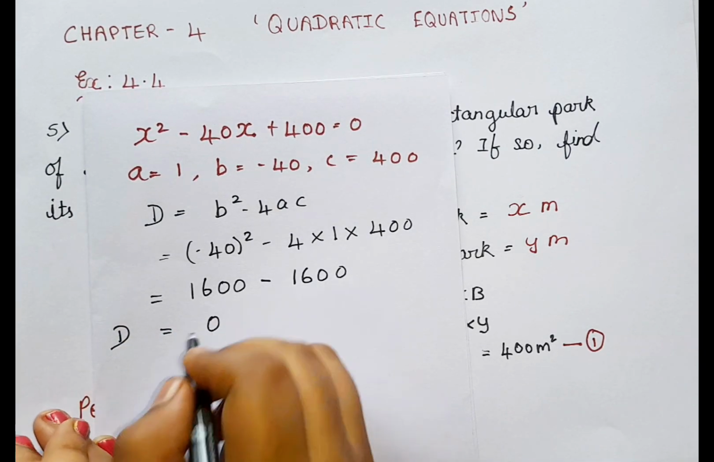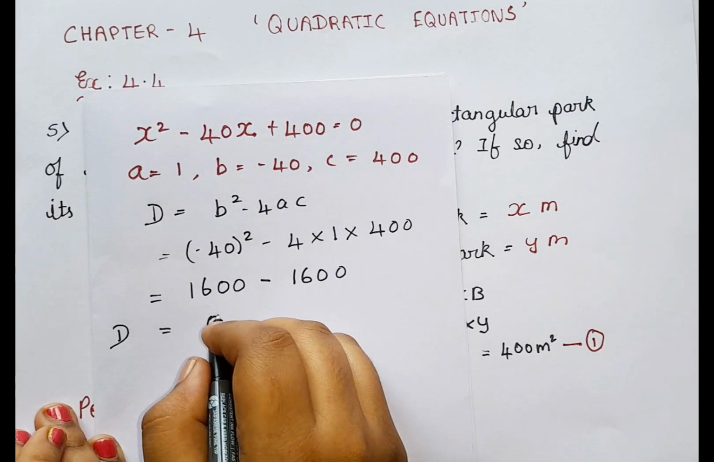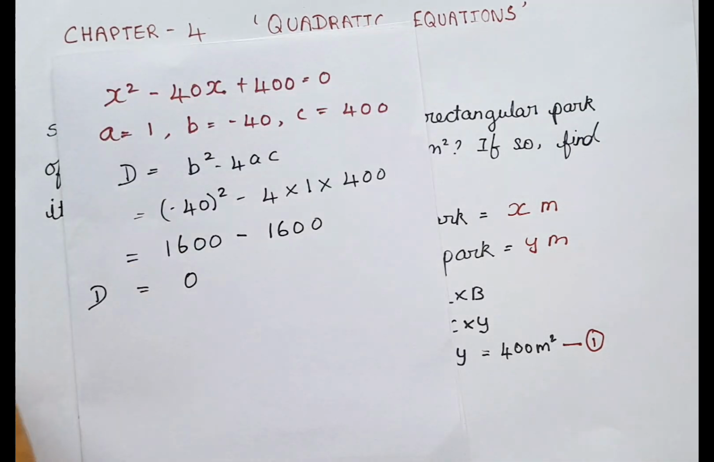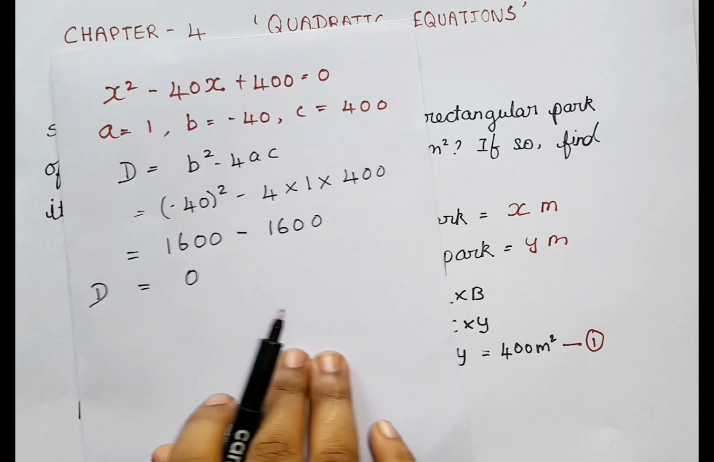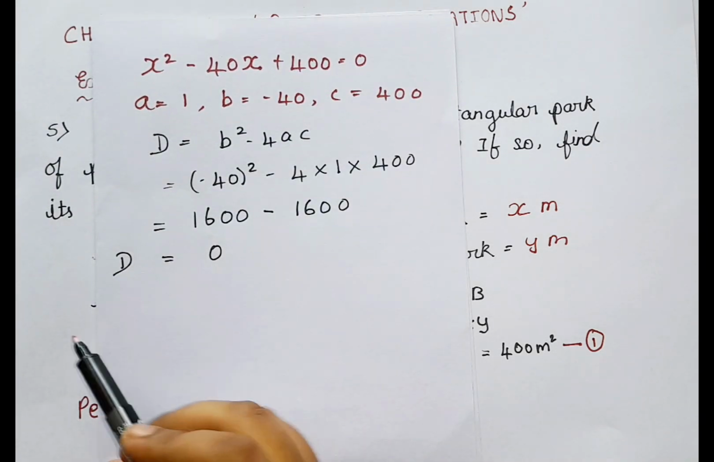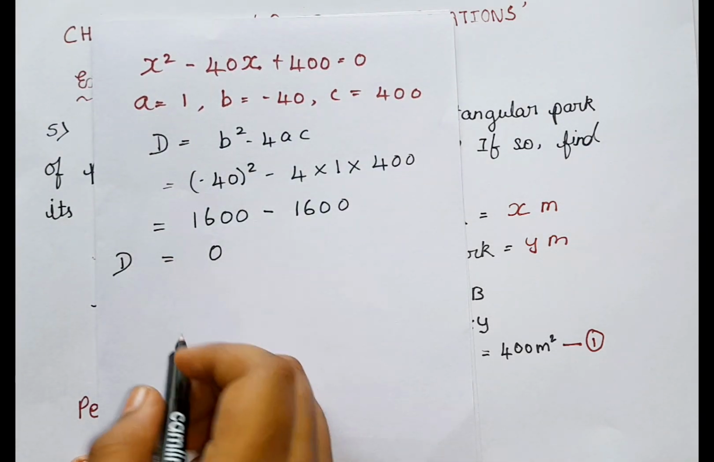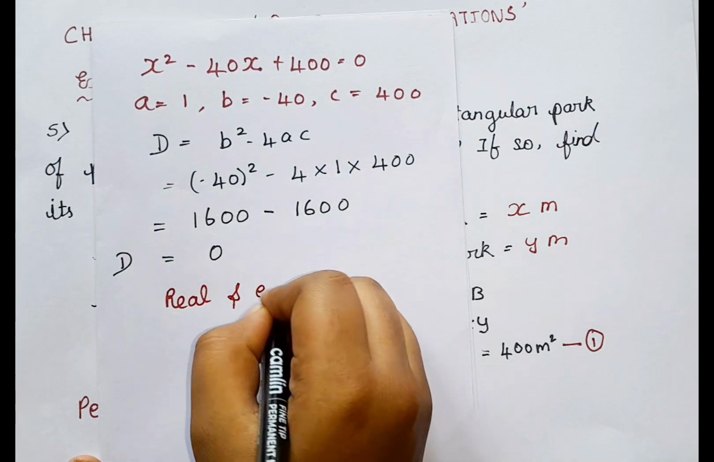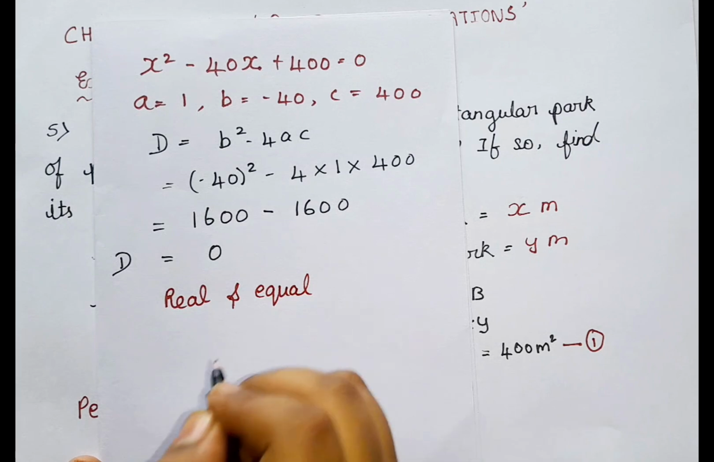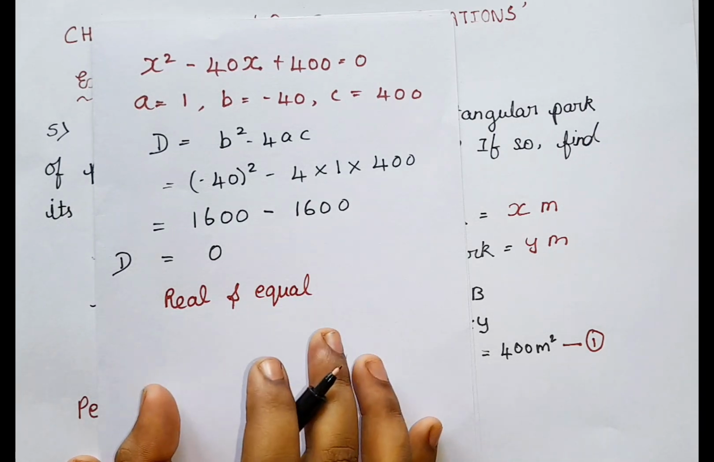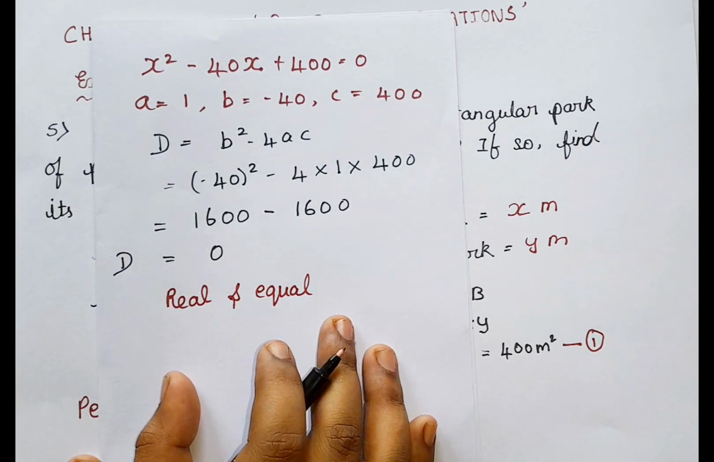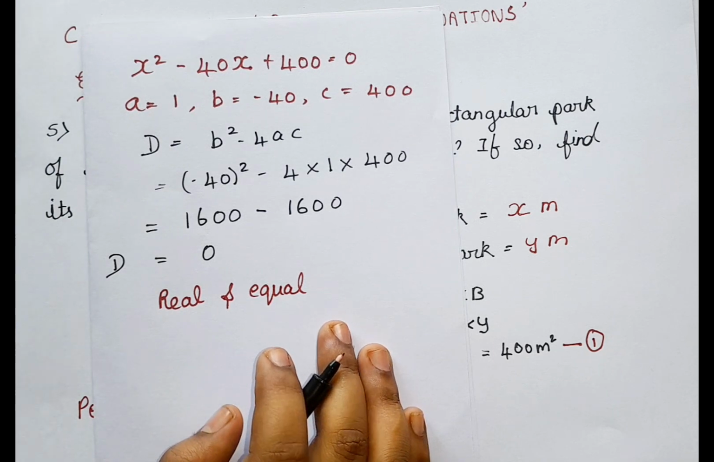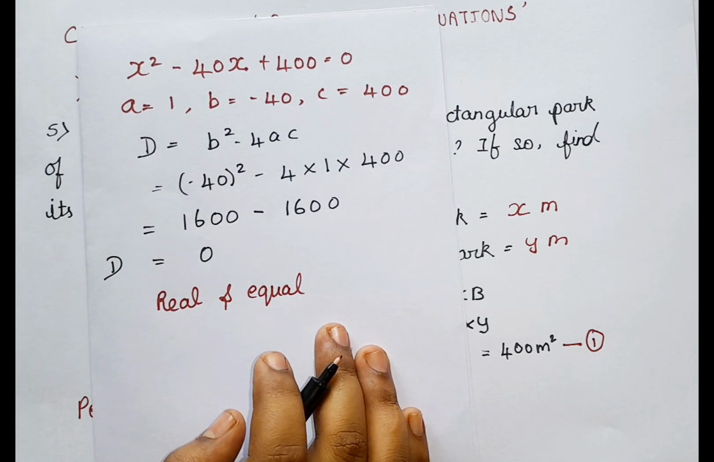Why? Because when we just subtract it we'll get 0. So here you can just check it out, D and 0 are the same, they are equal. So I can write real and equal. So the real roots exist, isn't it? Since the roots exist now, we are going to use the quadratic formula and solve it, okay?